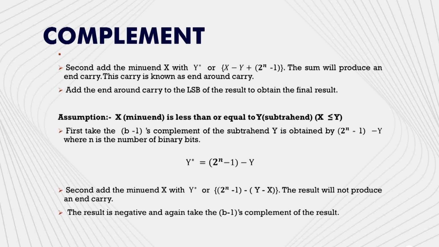Now, we will go for the second assumption, where x, that is the minuend, is less than or equal to y, that is the subtrahend. Again we will take the b minus 1's complement of the subtrahend y, and it is obtained as 2 raised to n minus 1 minus y. So, you can write that y star is equal to 2 raised to n minus 1 minus y. Second, add the minuend x to y star. You can rewrite it as 2 raised to n minus 1, within brackets, minus, within brackets, y minus x. So, again you can see that it is the 1's complement of the number y minus x. The result will not produce an end carry, the result is negative, and again take the b minus 1's complement, or the 1's complement, of the result.